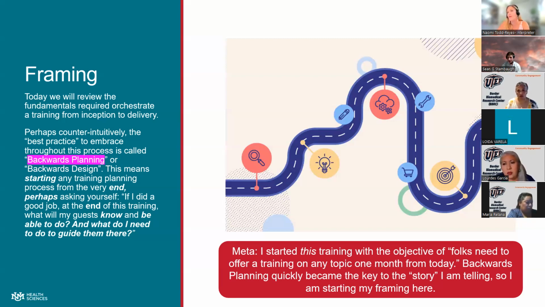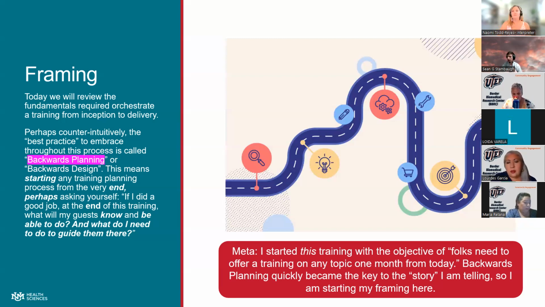So what does that look like? It means that at the very beginning of your training, the question that you want to be asking yourself is, if I did a good job at the end of my training, what will my guests know and be able to do that they didn't know before?